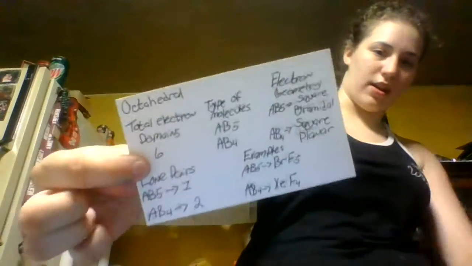Okay, so total electron domains in the octahedral is 6. Types of molecules, we have a new one, AB5, and then we have AB4 again. Electron geometry: AB5 is square pyramidal, and AB4 is square planar. Lone pairs: AB5 has 1 lone pair, and AB4 has 2. Examples: AB5 is BrF5, and another example of AB4 is XeF4.